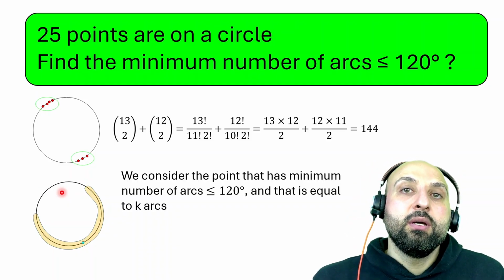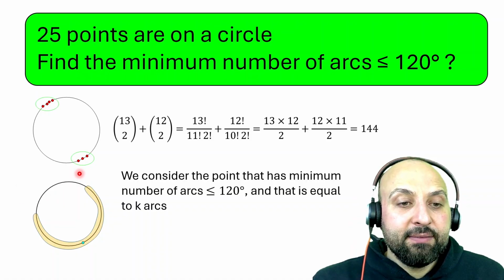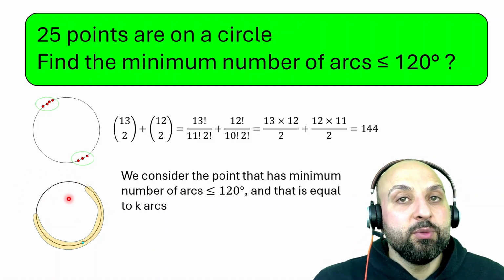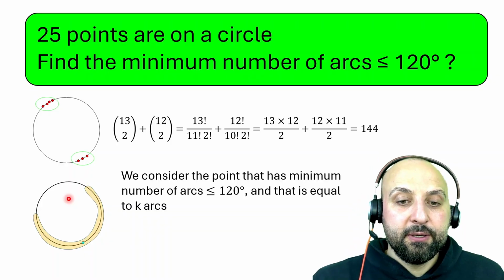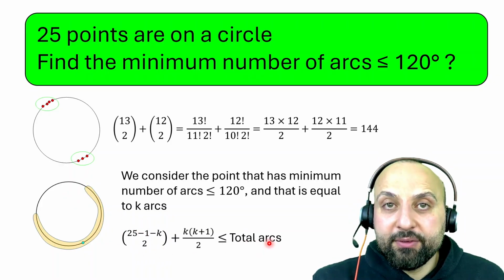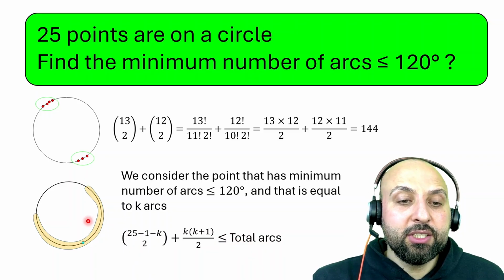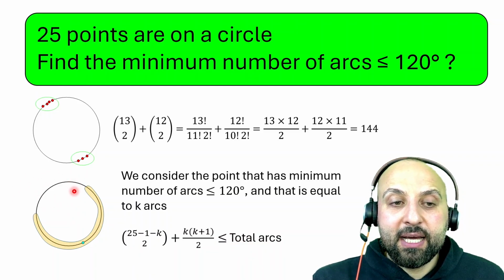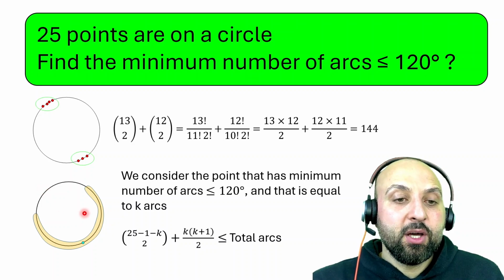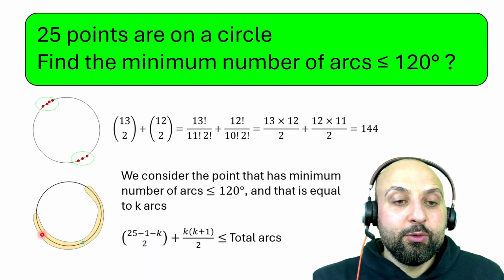Choose 2. This is the number of arcs we have at least between the points that are here, because all of them will be equal to or less than 120 degrees. Okay, so that is basically this. So the total number of arcs that we can have is for sure larger than the number of arcs that we have in this place, plus the number of arcs that we have for these other points.